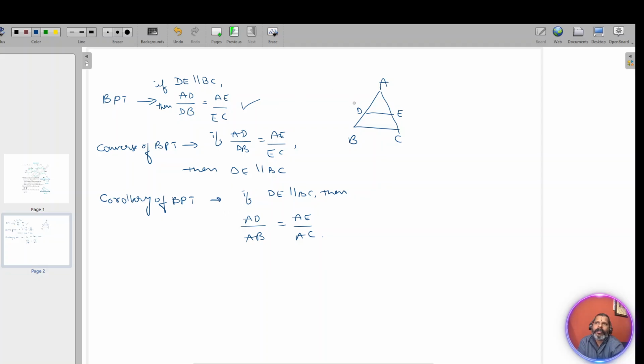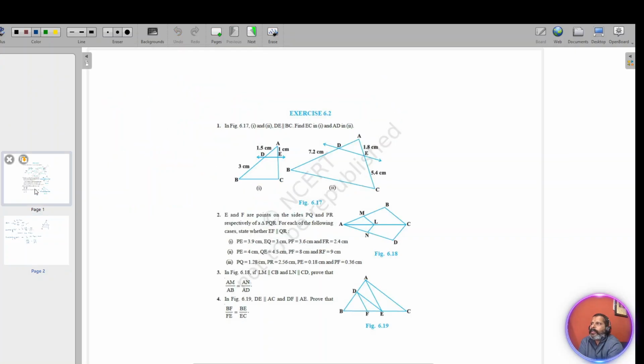In the BPT, the parts of the sides will be there. The sides AB and AC will have two parts, AD and DB, AE and EC. Those parts are in proportion. Whereas in corollary, the new triangle, ADE triangle sides are proportional to the ABC sides. Therefore, we'll have AD by AB and AE by AC equal. Okay. With this knowledge, we'll get into the exercise 6.2.